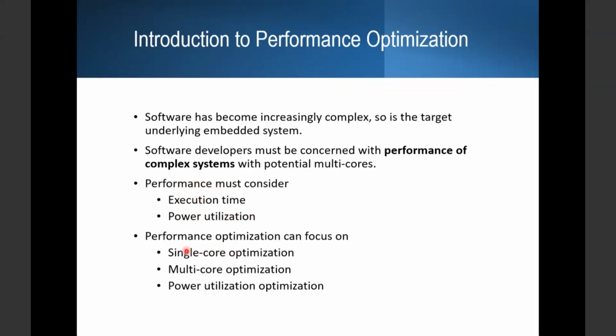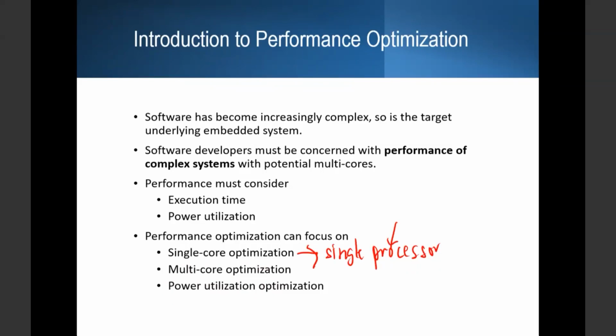Performance optimization can focus on three parts. We can divide it into three parts. The first one is called single core optimization. The second one is multi-core optimization, and the third one is power utilization optimization. For single core optimization, this will be done on a single processor. If you have a single processor, we're going to look at what things we can do in order to optimize it.